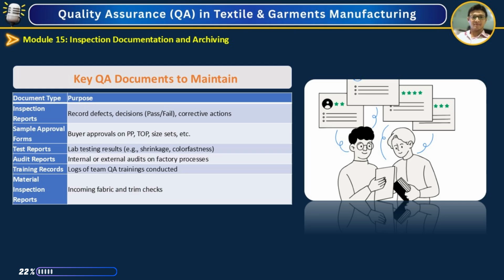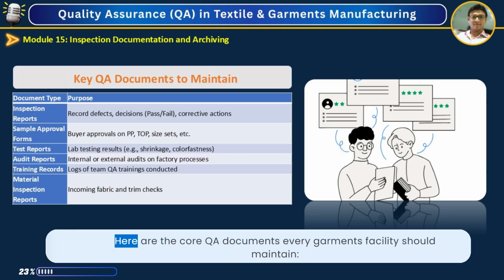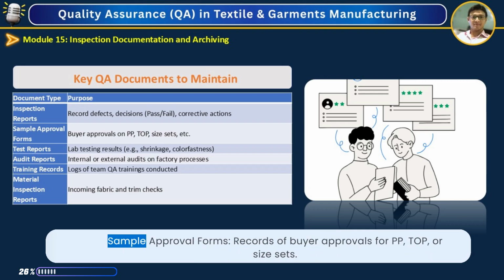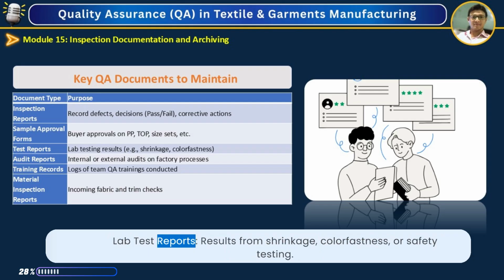Key QA documents to maintain. Here are the core QA documents every garments facility should maintain. Inspection reports document defects found, actions taken, and pass-fail decisions. Sample approval forms: records of buyer approvals for PP, top, or size sets. Lab test reports: results from shrinkage, color fastness, or safety testing.